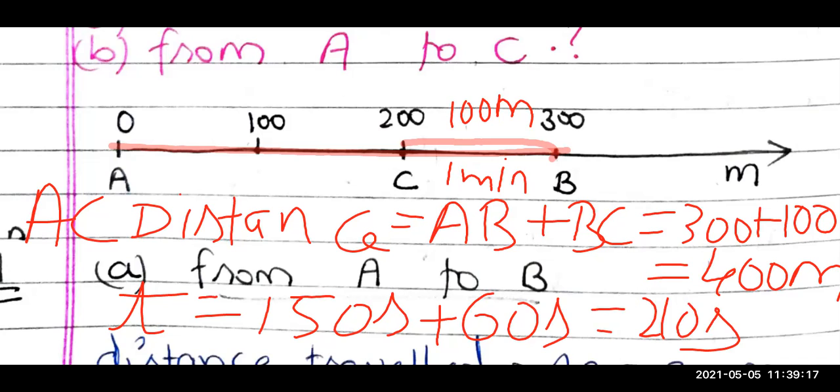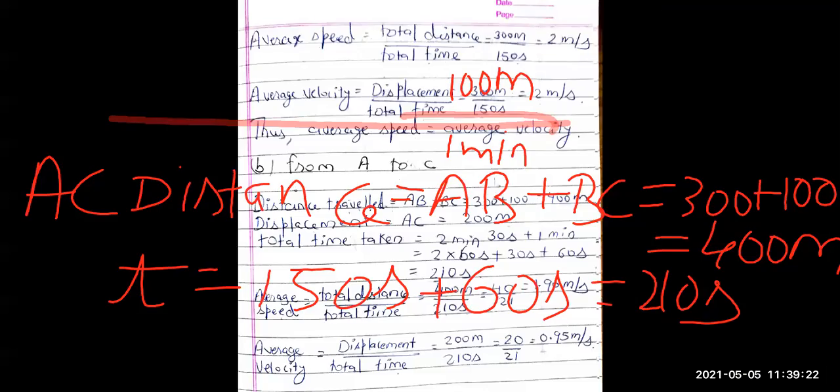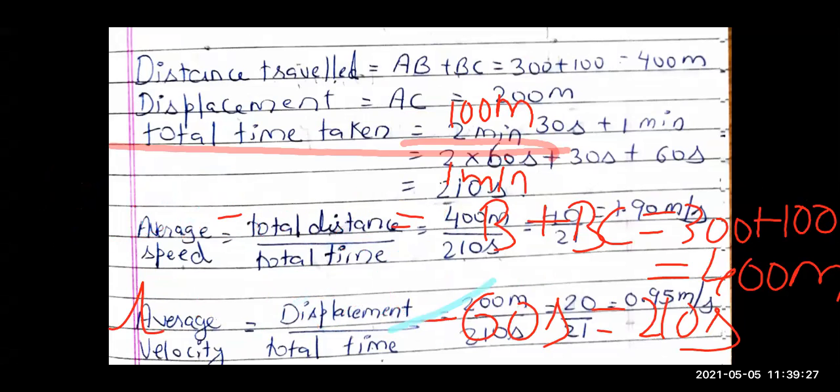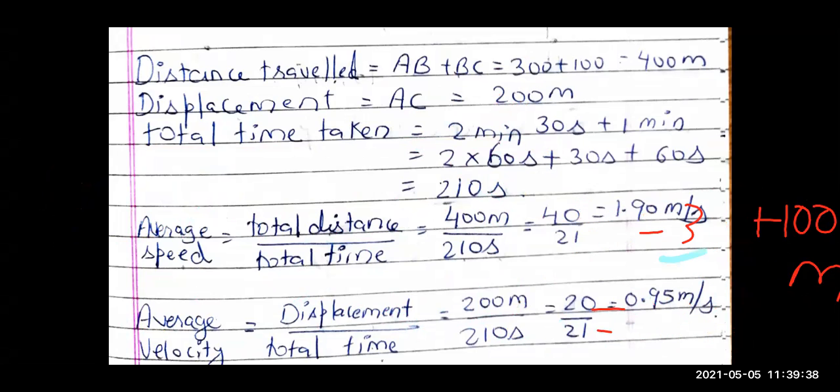Let's put this value in average speed. So children, your average speed will be total distance by total time, and we found out the total distance to be 400 meter from A to C and total time to be 210. So let's put this value over here. Total distance 400 upon time 210, so it is 40 by 21. So your average speed is 1.90 meter per second.